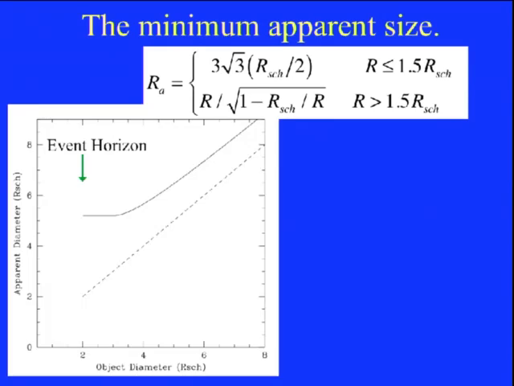And you can graph the diameter of the object versus how big it actually looks. And you can see that for a black hole, there's some minimum size. No matter how small you are around the black hole, it looks big, about 5 Schwarzschild radii. And we measured something down here. Now, how is that possible? How do we measure something smaller than the minimal size?